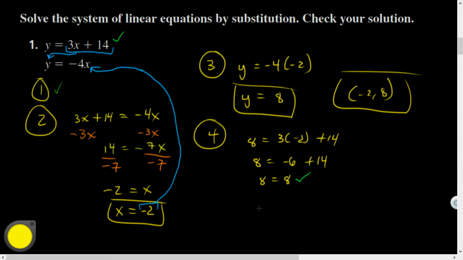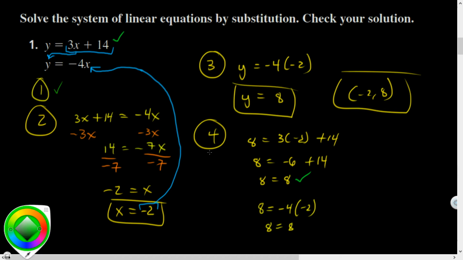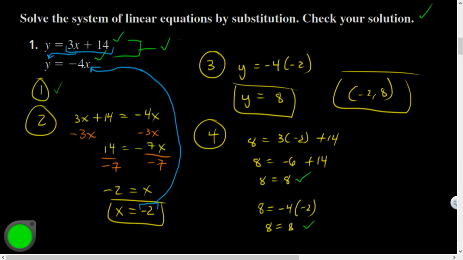So y equals -4x is now 8 equals -4 times -2. And hey, what do you know? 8 equals 8. Cha-ching, cha-ching. It worked in both, and therefore it's a solution of the system. Right? It's got to work in both. We found the one point, like the holy grail of all infinitely many points, that happen to make both of these equations true at the same time. Isn't that amazing? It's amazing.